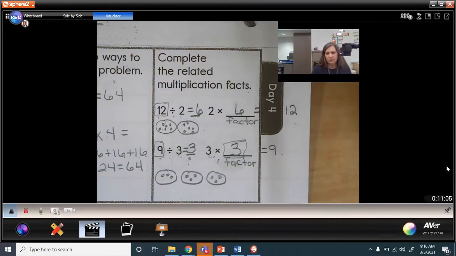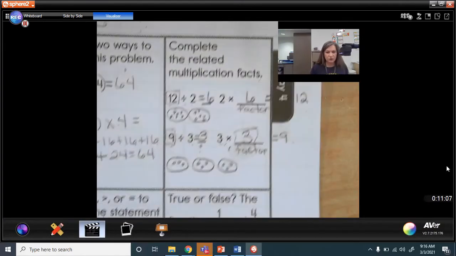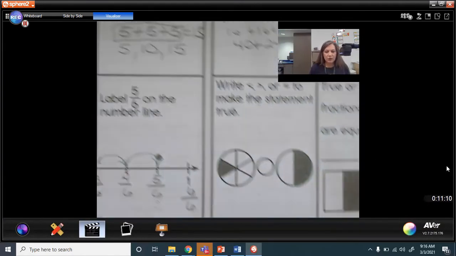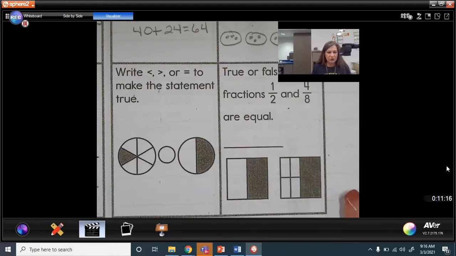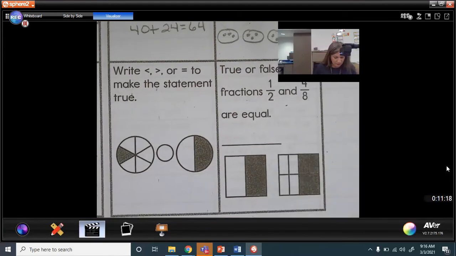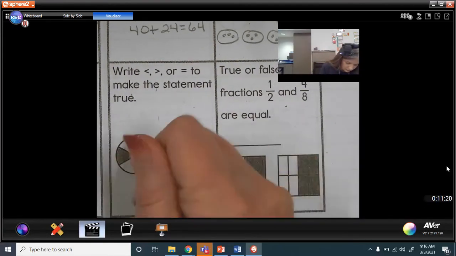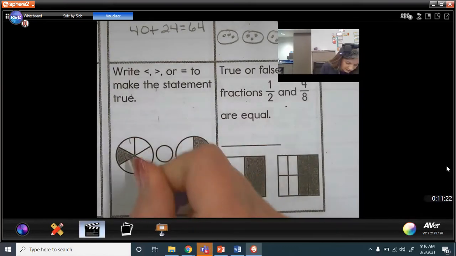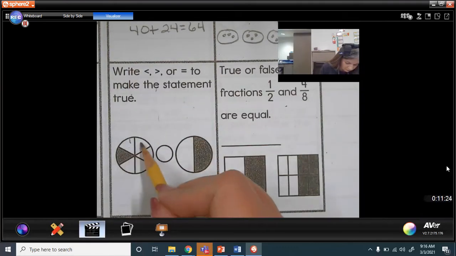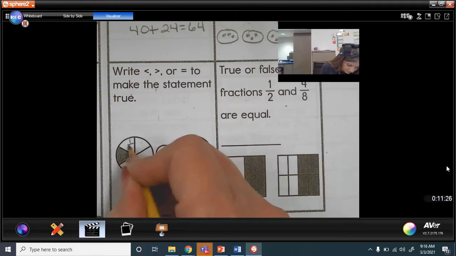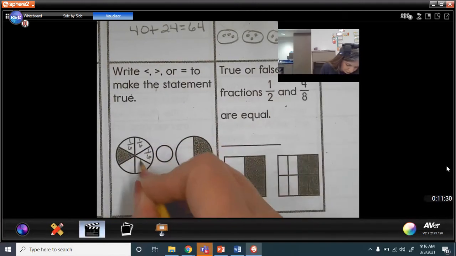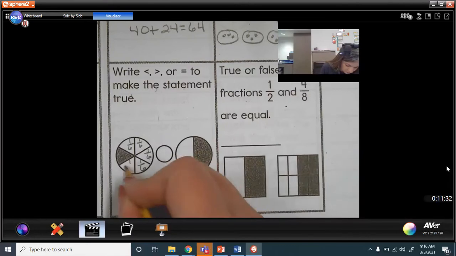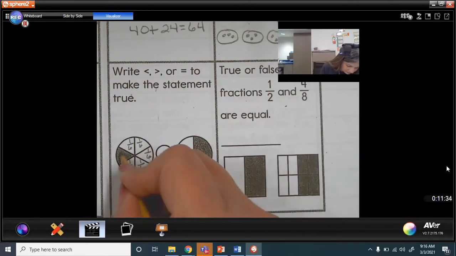Let me move this out of the way. Hopefully that's not showing. Let's take a look at our next equation. We have 2 fractions that we're comparing. Remember, you're going to label your unit fractions. This is in 6 equal parts, 1, 2, 3, 4, 5, 6. Each one of my pieces is a unit fraction. Unit means one of the pieces.